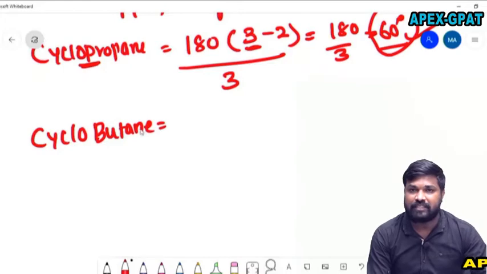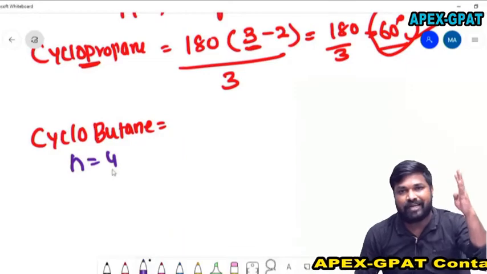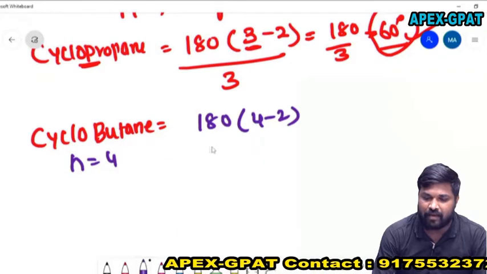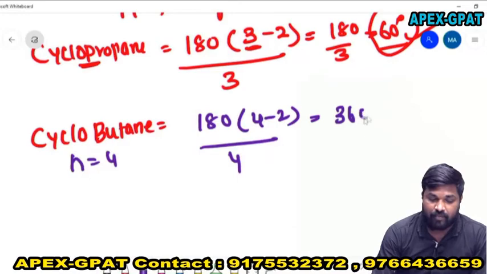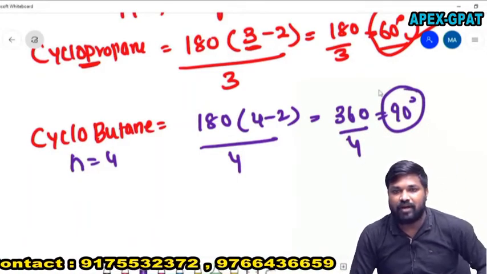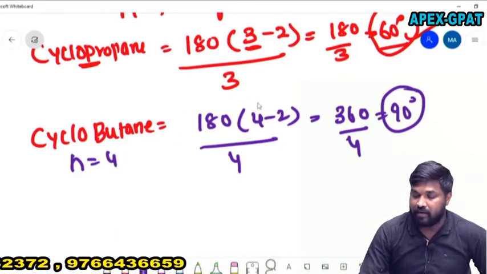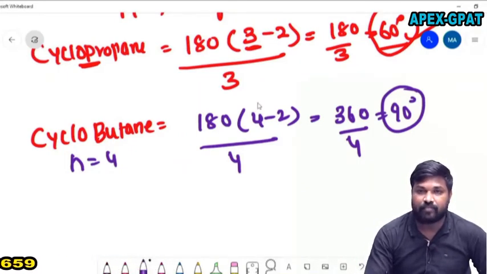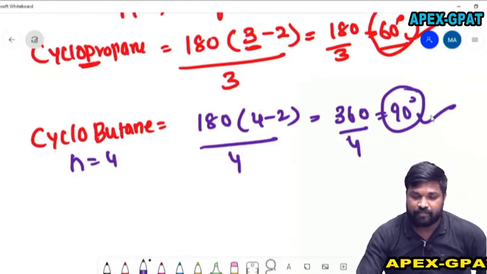Same, just substitute the n value. Here n is 4, meaning 4 carbons. So 180 into 4 minus 2 by 4. It becomes 360 by 4, that is 90 degrees. So the cyclobutane bond angle is 90 degrees. Okay.